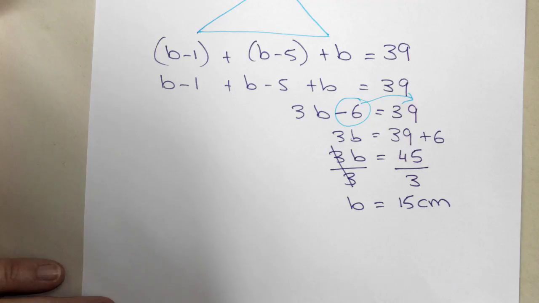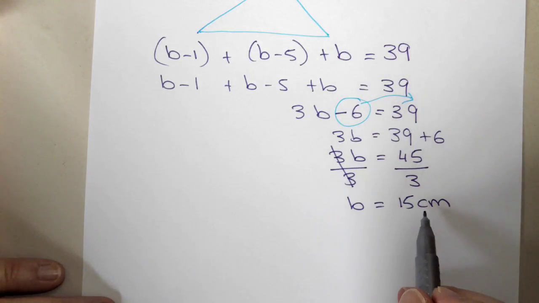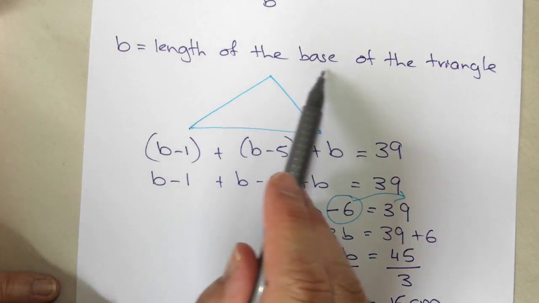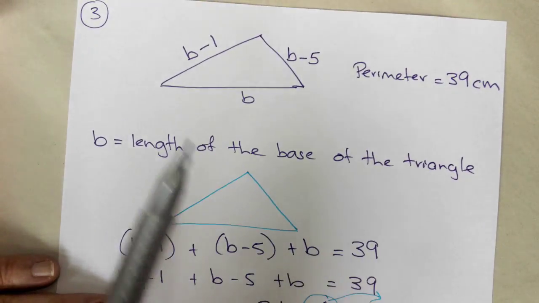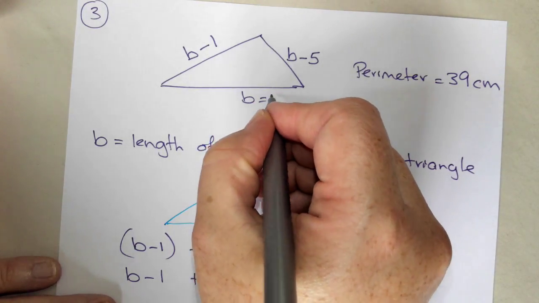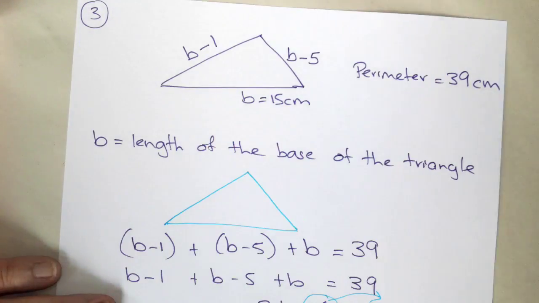Now we've got to think about what that means. B is equal to 15 centimetres. So let's go back to our definition. B is the length of the base of the triangle. So we're talking about this length of the base here of the triangle. That length there is 15 centimetres.